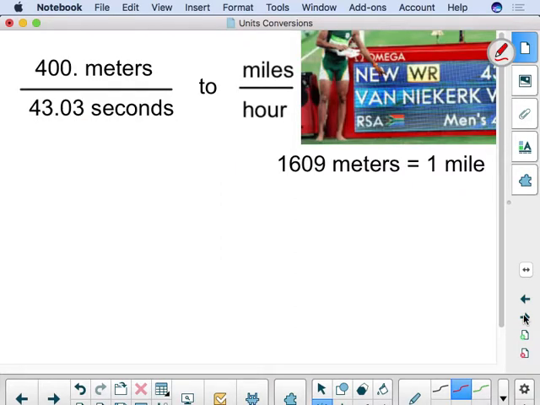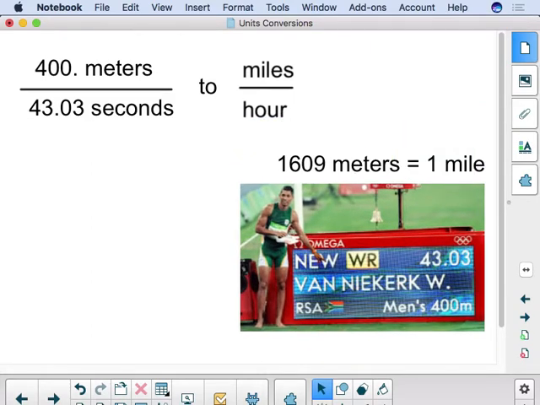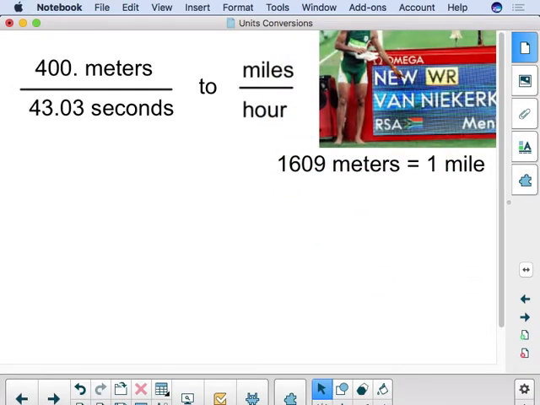All right. The fastest 400-meter run ever is 43.03 seconds to run 400 meters. Okay? Try and convert that South African's amazing athletic performance into miles per hour. Go. I'm giving you this conversion again. It's not about you memorizing the conversion. It's about you knowing how to set these problems up. So write down the unit you have. Write down the unit you want to get to.